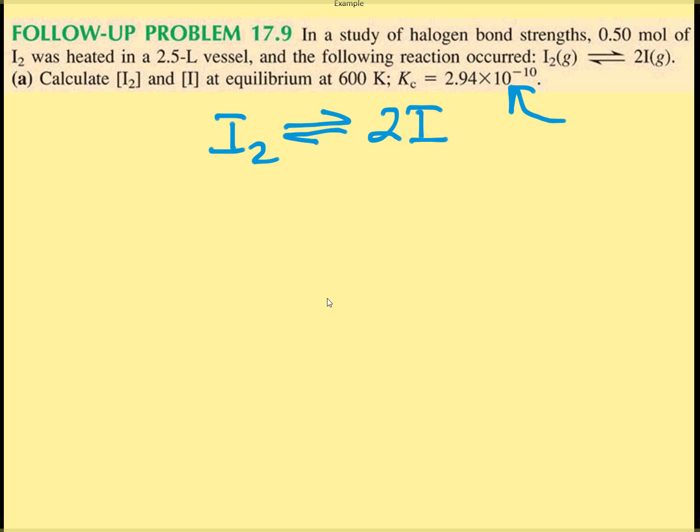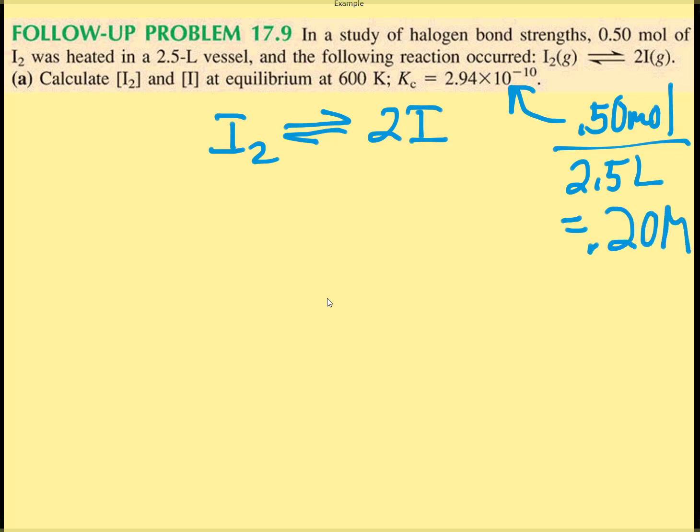It doesn't say anything about being at equilibrium, so we have an initial concentration. And we even have to do math to find our initial concentration. So if I have 0.5 moles in a 2.5 liter vessel, well, moles divided by liters would give me molarity. And so my molarity is going to be 0.2, and that would be the concentration of my I. That's the initial concentration. So we're going to do an ICE chart.